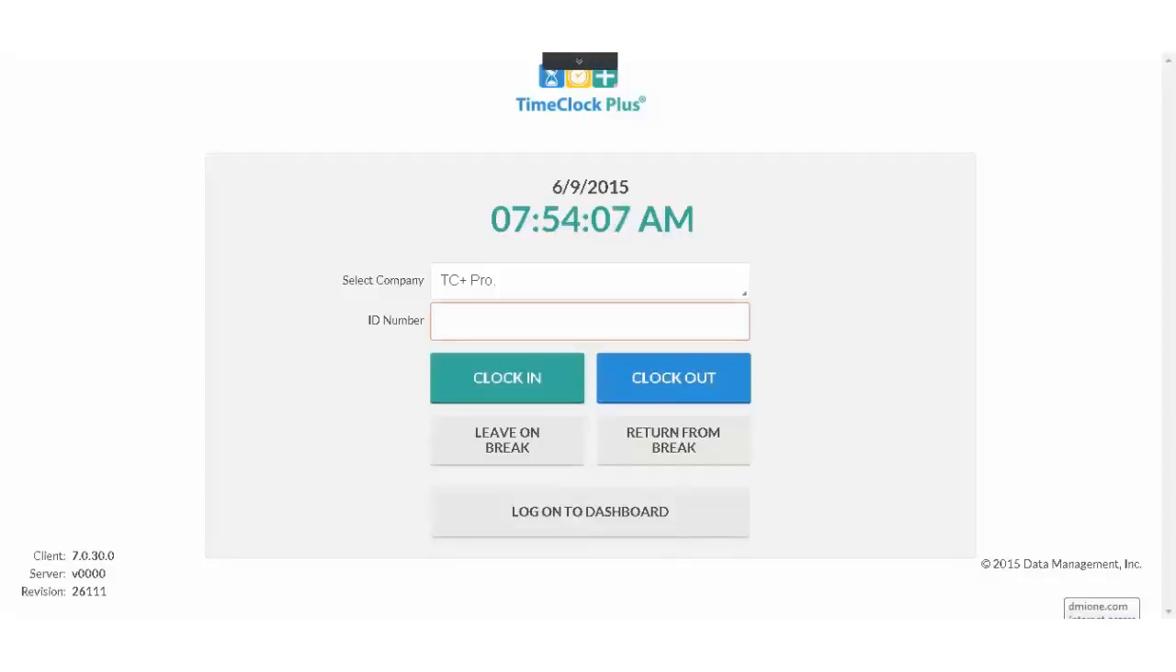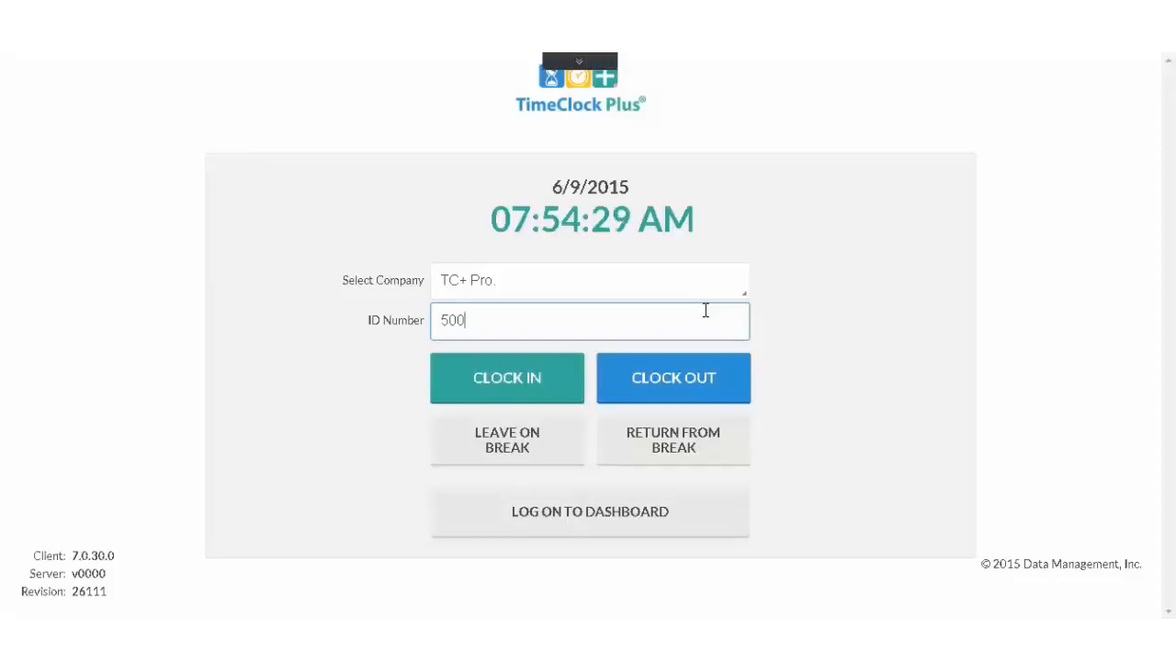This is the Time Clock Plus WebClock, and it is what is used to collect employee punch information. Employees will start here at the login screen by first entering their employee ID number. With the employee's ID number entered, the employee can choose to clock in, clock out, or go on break.